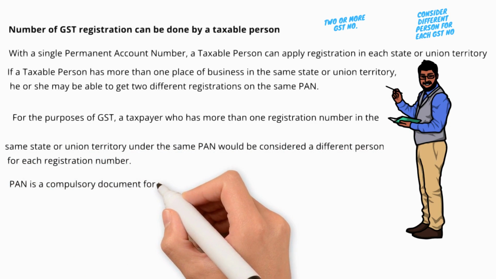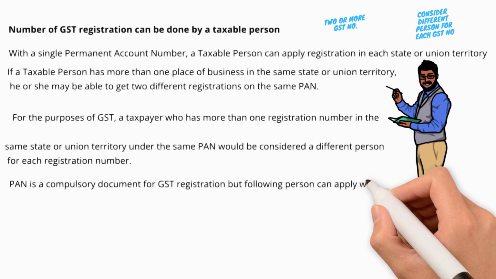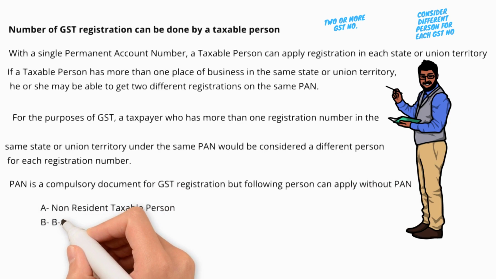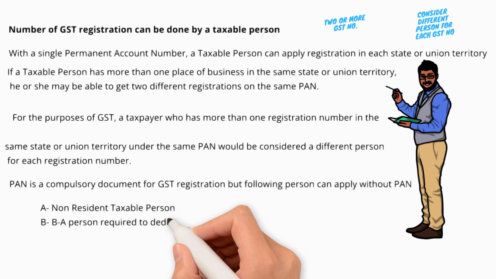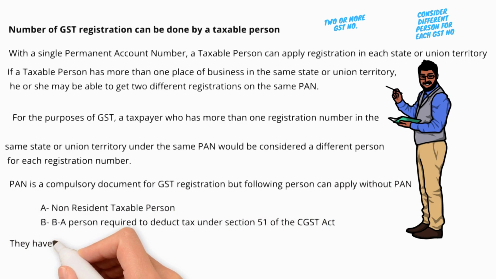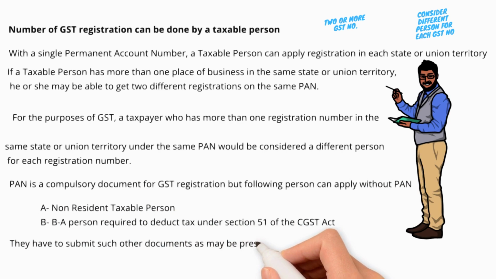PAN is a compulsory document for GST registration, but the following persons can apply without PAN: A. A non-resident taxable person. B. A person required to deduct tax under Section 51 of the CGST Act. They have to submit such other documents as may be prescribed under the Act.